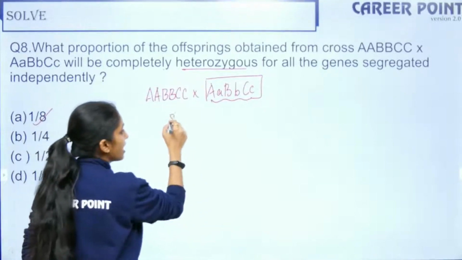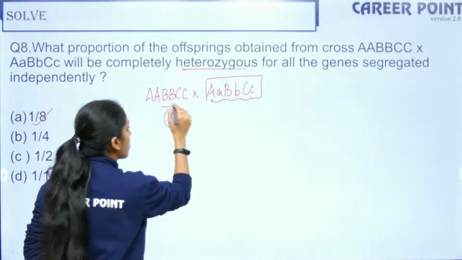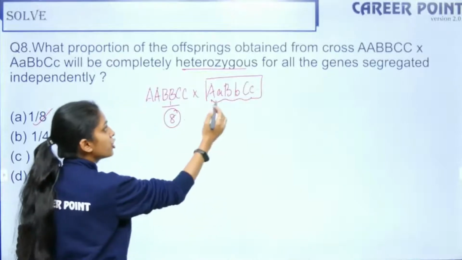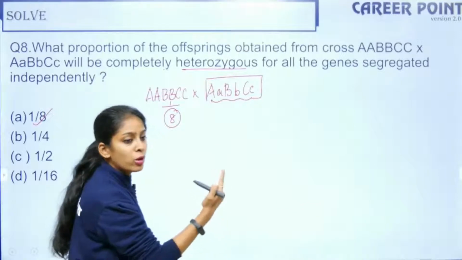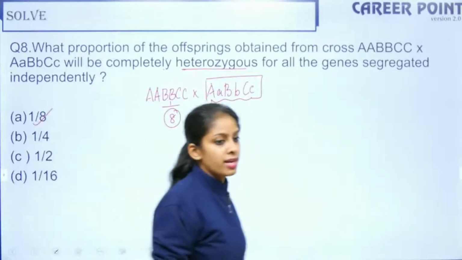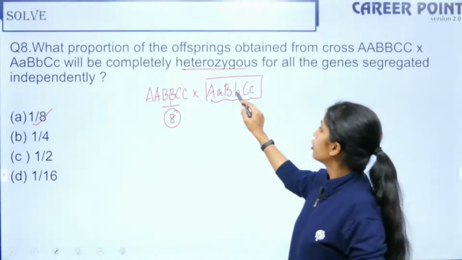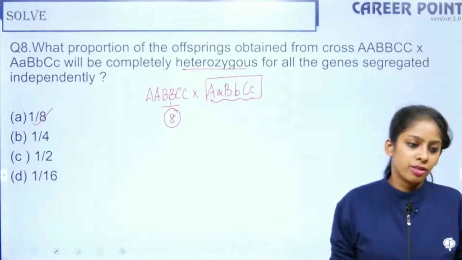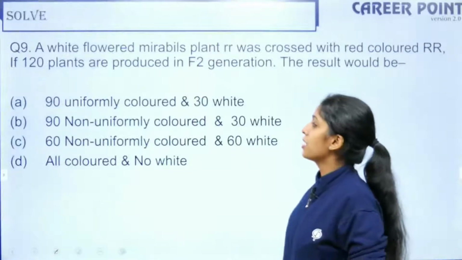So you will have 8 gametes, right? This is a trihybrid cross, so it is 1 by 8. Heterozygous for all genes means this condition, meaning it should resemble the recessive parent or the second parent. Only one offspring will be resembling this parent. So it is 1 by 8. Okay? Yes? It's trihybrid. 1, 2, 3. It's trihybrid. Okay, Keshav? Okay, so question 9.